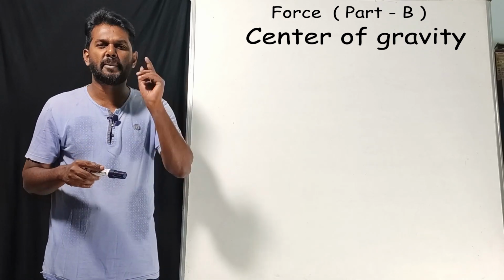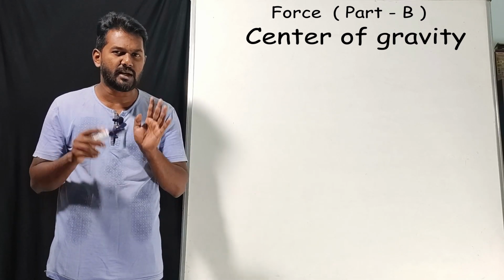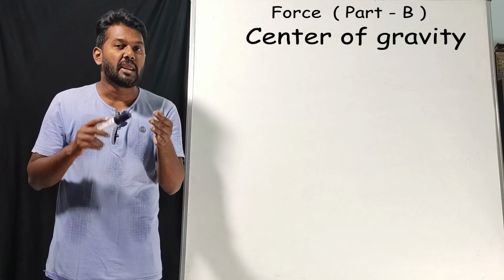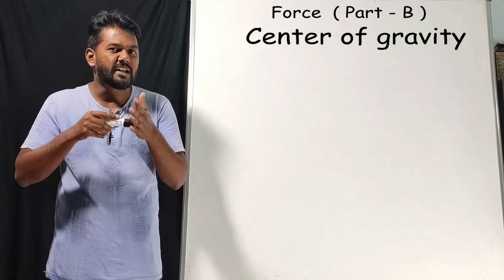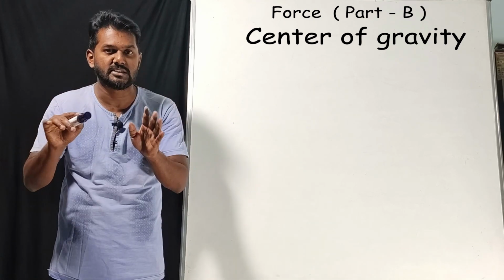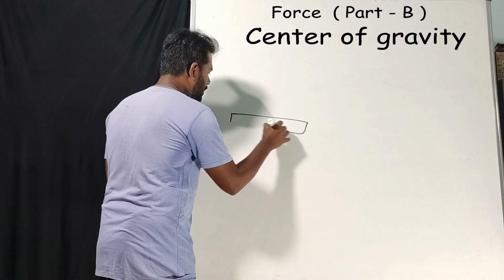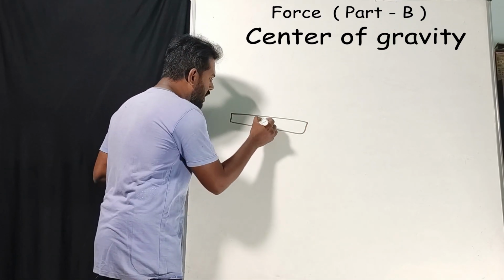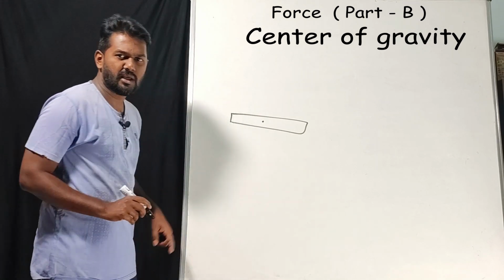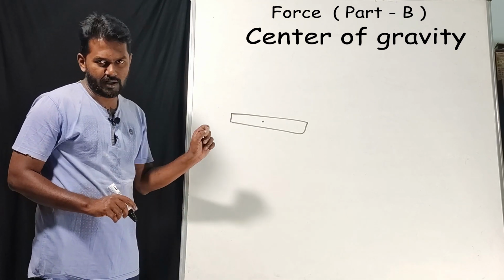Center of gravity depends upon only one factor, that is nothing but shape. If shape changes, center of gravity also changes. I'll give you one example. Take an example of a wire. Any wire you can take. Center of gravity will be the midpoint of this wire, correct?